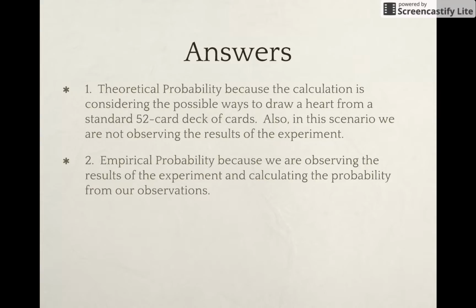Well, the first example there is theoretical probability because the calculation is considering the possible ways to draw a heart from the standard 52 card deck of cards. And we have no observed results of the experiment. We haven't actually drawn cards here. The second example is empirical probability, or again, I like to say observed probability, because we are indeed observing results from the experiment, and that calculation is based on those observed occurrences.